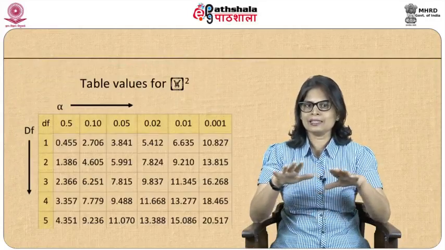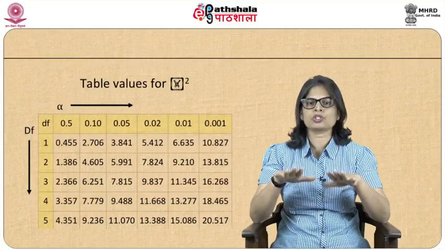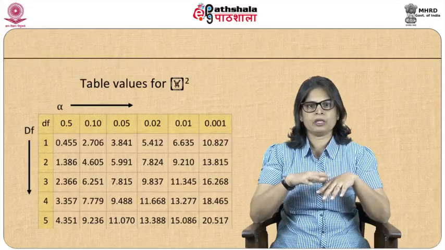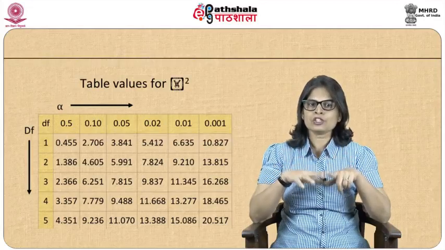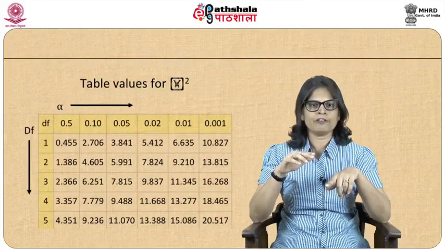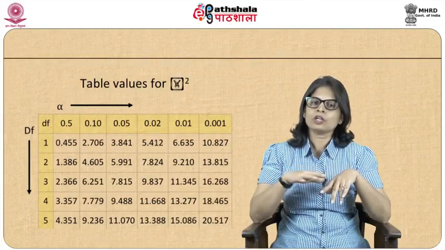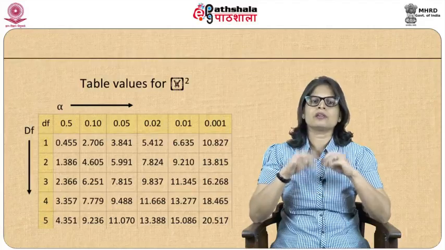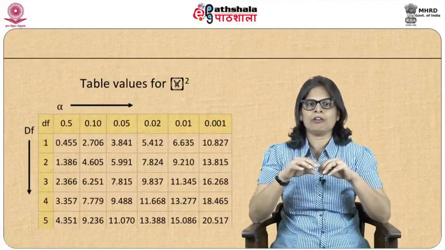Here you can see the table which has been used to find out the critical value of chi-square. The rows denote the degrees of freedom as in 1, 2, 3, 4, 5, etc., whereas the columns across denote the level of significance alpha.